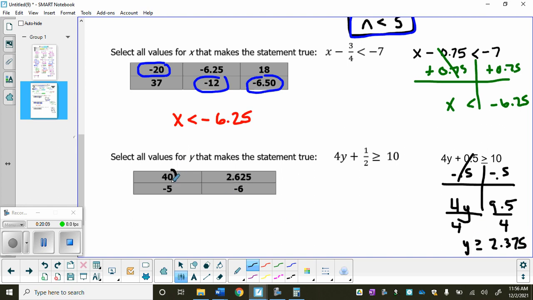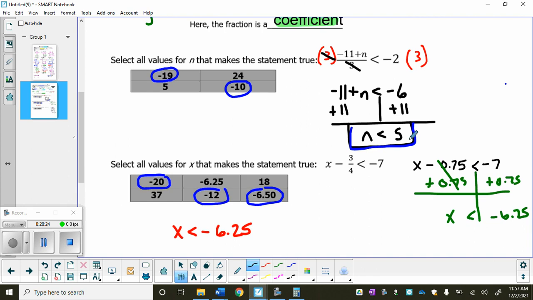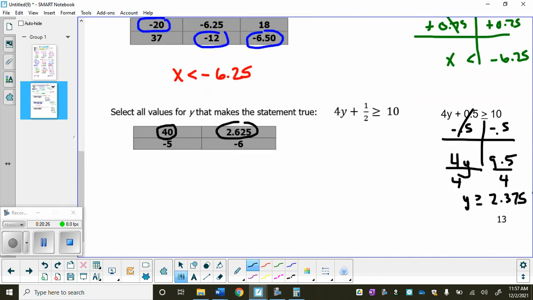Now 40 is certainly larger, but we don't want to pick the negative. 2.625 is bigger than 2.375, and we won't pick this negative. So if you ever see questions like this, you could just solve as is, and based on the answer that shows all answers, go pick the few that would work.